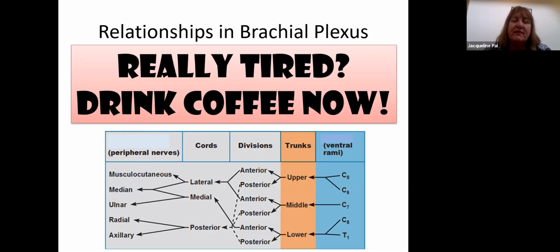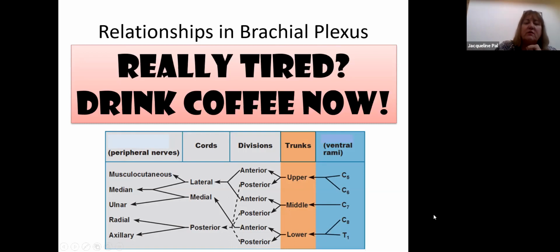Then what's going to happen, that posterior cord is going to split into 2. That lateral cord is going to split into 2, and the medial cord is going to split into 2. But these 2 are going to join together, and we're going to have like an M with 1, 2, 3. Do you see the M? Okay. And those are going to be the nerves.